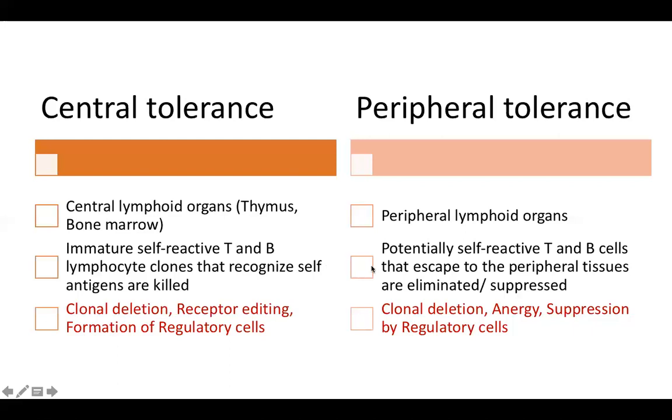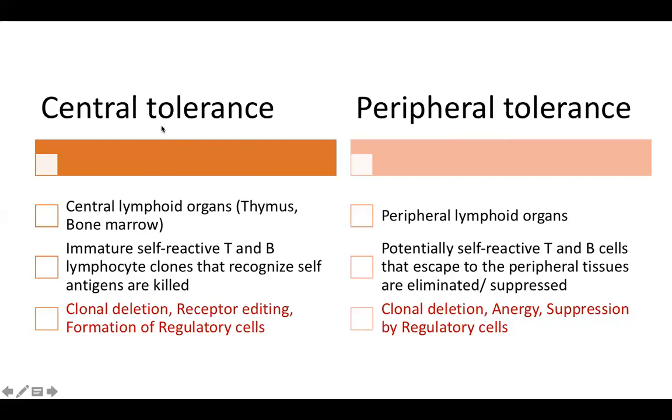I hope all of you are getting it, that as children you try to train, but not all of the children will listen to you. Similarly, central tolerance is not perfect, so some cells will invariably escape into the circulation. So now these are a threat. So these potentially self-reactive T and B cells that escape to the peripheral tissues are eliminated using peripheral tolerance.